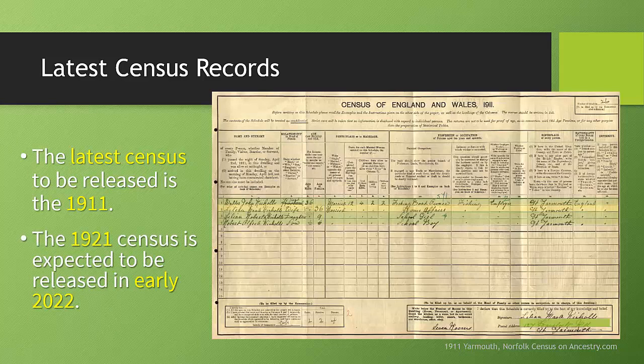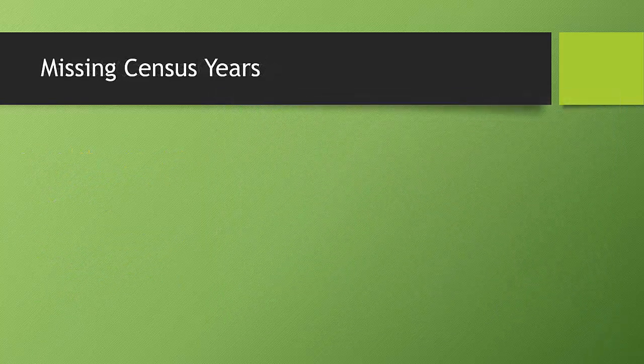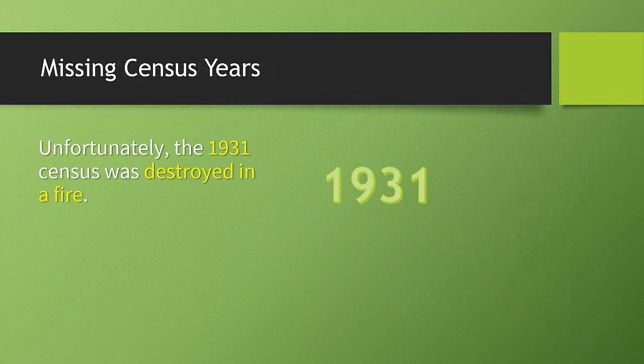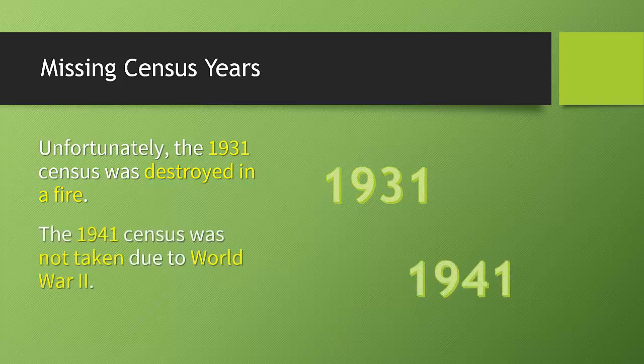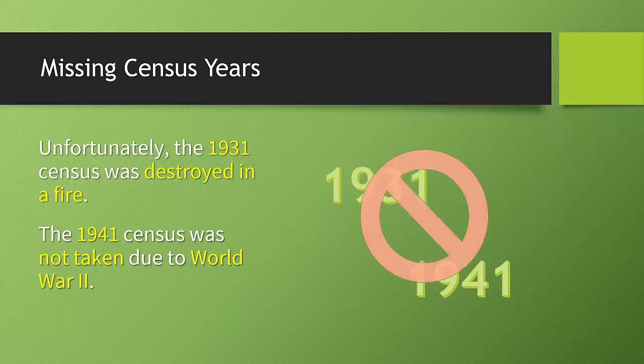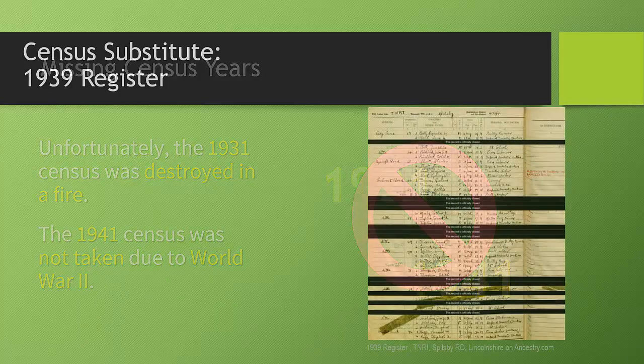As of the date of this recording, the latest census to be released is the 1911. However, the 1921 census is expected to be released in early 2022. Unfortunately, the 1931 census was destroyed in a fire, and the 1941 census was not taken due to World War II, so we have no censuses for those years.